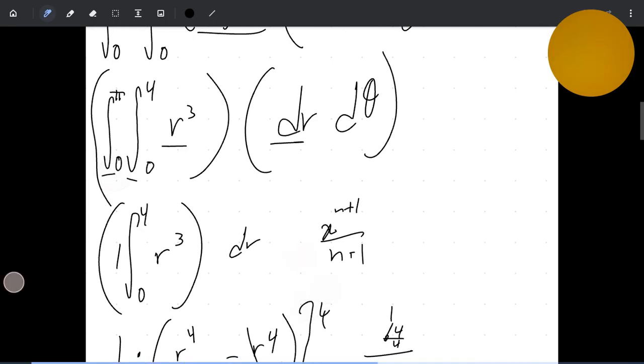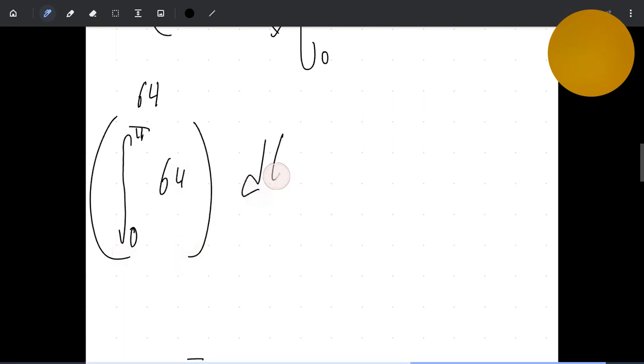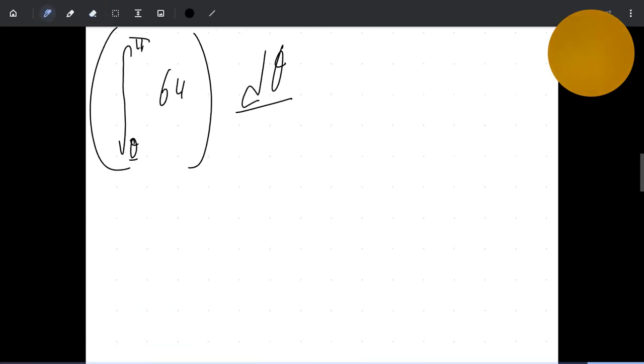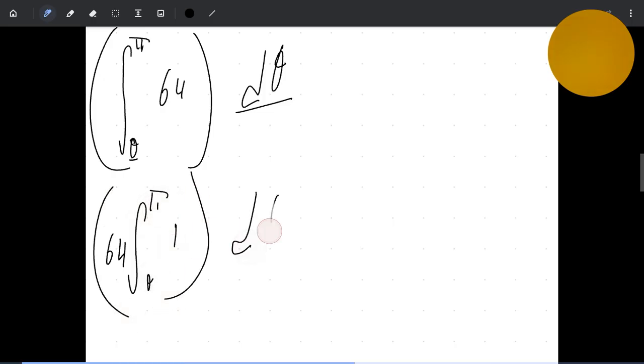So now we're going to move on to this pi 0. When differentiating with theta, since there's nothing here, we're going to use this. So that simply would make 1. So 64 is the only constant. Pi theta 1, because it's differentiated by d theta. So this and this are going to be 1. So 64 multiplied with pi.